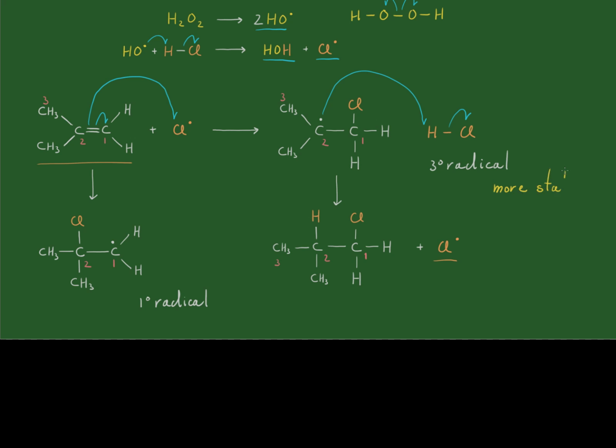And because it is more stable, the reaction pathway will tend towards the side that produces the more stable radical. In this particular case, that is the tertiary radical. And so we will end up with an anti-Markovnikov addition, where the halogen ends up on the less substituted carbon of that carbon double bond, and the hydrogen ends up on the more substituted carbon of the carbon double bond.